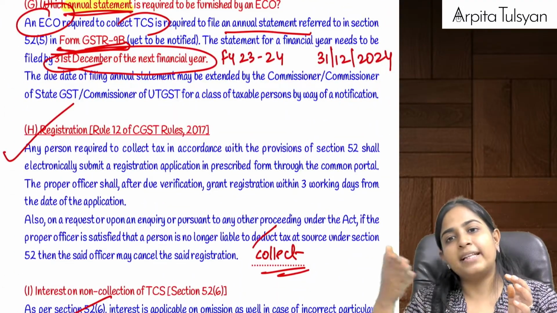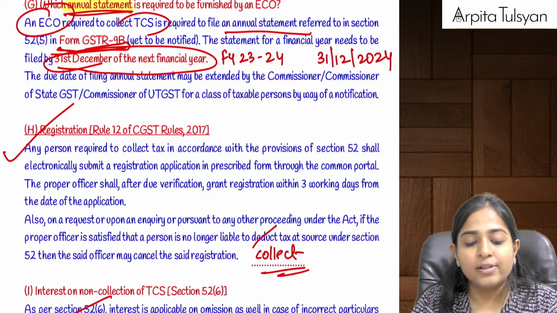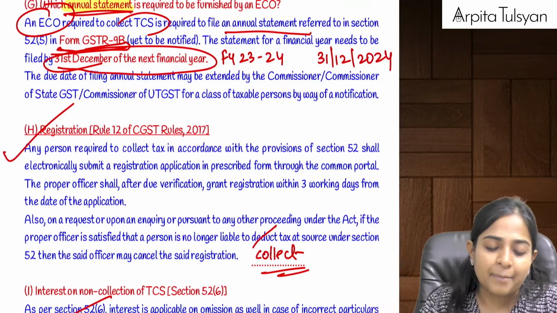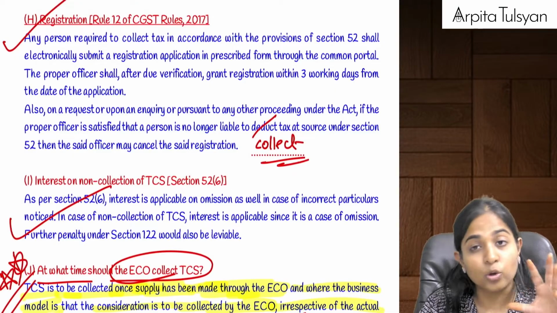Okay, then after filing this monthly statement, once the year gets over, they are also required to file an annual statement in form GSTR 9B, which is to be filed by 31st December of the next year, which will again contain all the details about the TCS throughout the year.